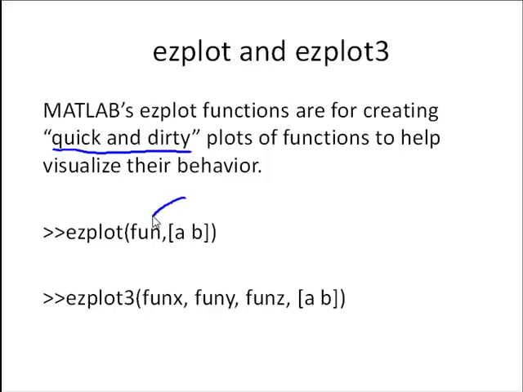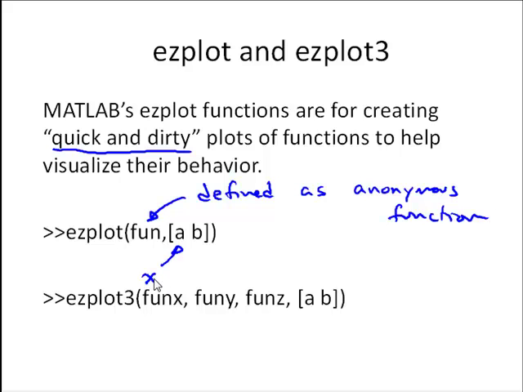The first input, call that function, is a function defined previously as an anonymous function. And then a and b basically give us xmin and xmax. The EZPlot function decides the increment and how many data points, etc., and just plots a line.